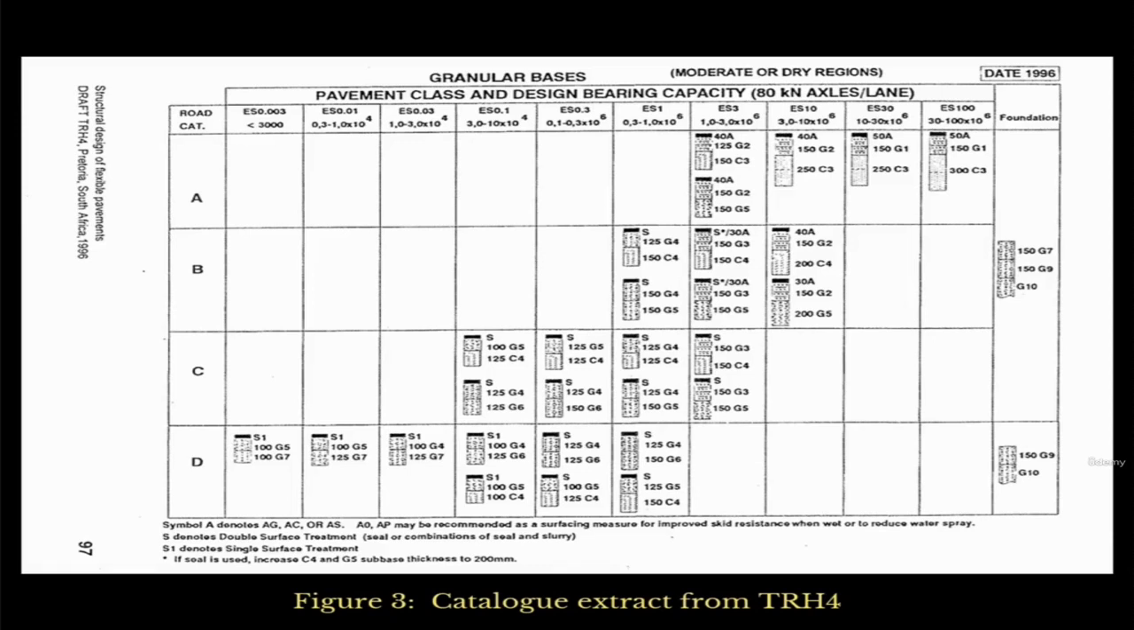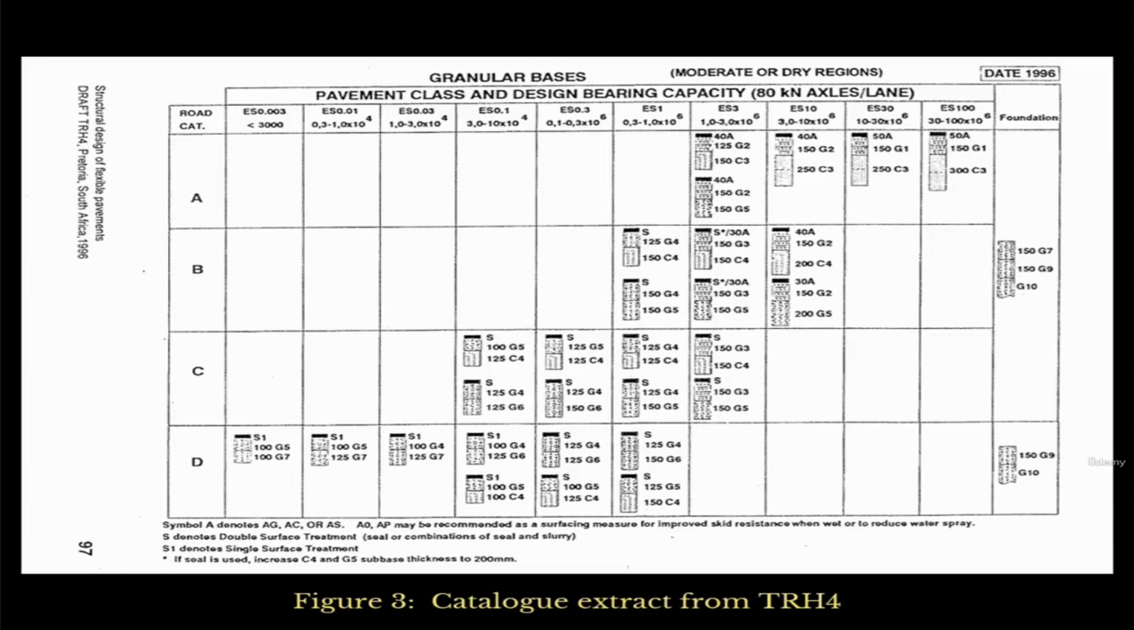So that would be your Johannesburg, Pretoria, Limpopo, up there, where it's considered a dry region. In this guide there's a map to show you where in South Africa they consider dry region, and you can see the assumptions. So the capacity is 80 kilonewtons per axle lane. These are the assumptions we're talking about, and this assumption is that you're going to be having a granular base.